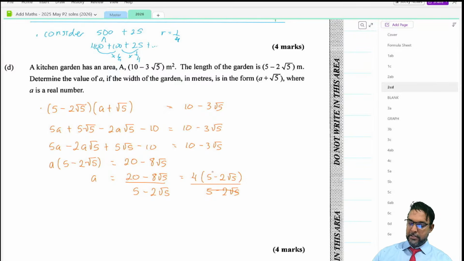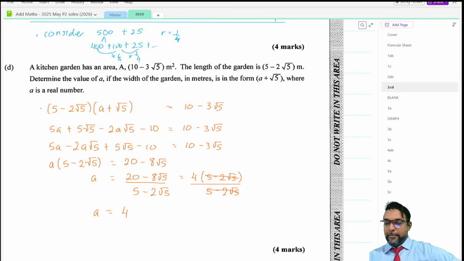Because that will cancel with that. Oh, we got the 4 though, we got the 4. I got 4 minus root 5. That's what I got. But they're asking for a. Yeah, so I'm still right.